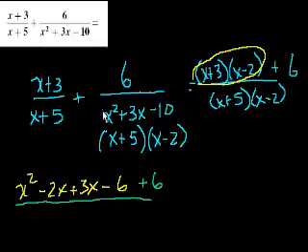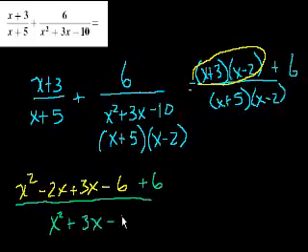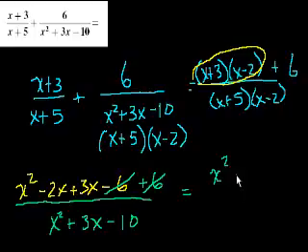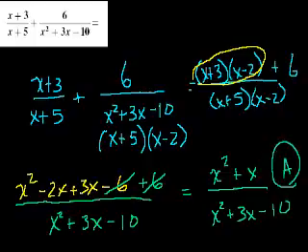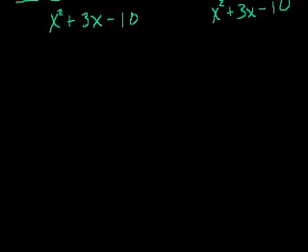I look at the choices, and it seems like they have it in this form, so I'll just write it in that form: x squared plus 3x minus 10. The minus 6 and the plus 6 cancel out, and we're left with minus 2x plus 3x. So that's x squared plus x over x squared plus 3x minus 10. And that is choice A.